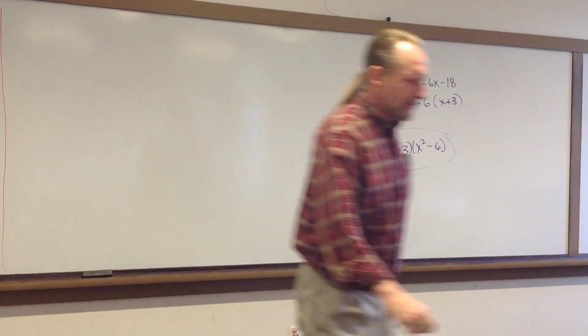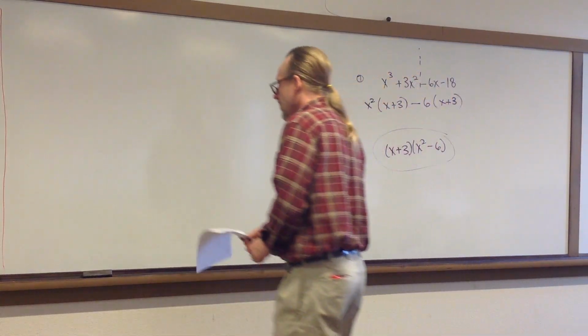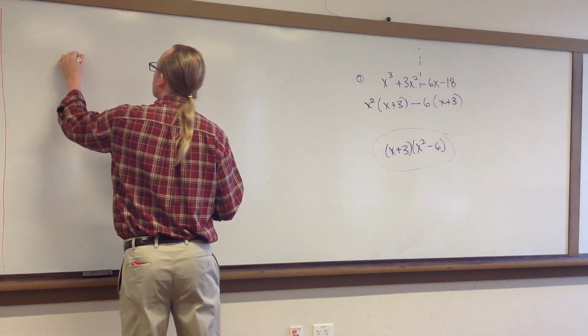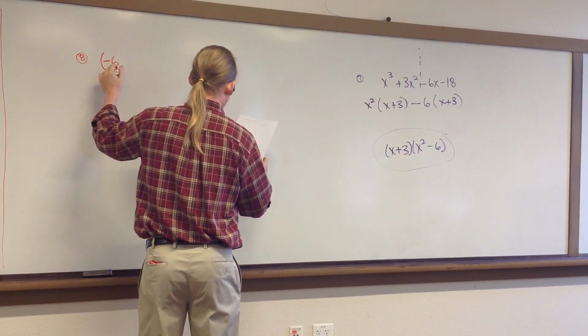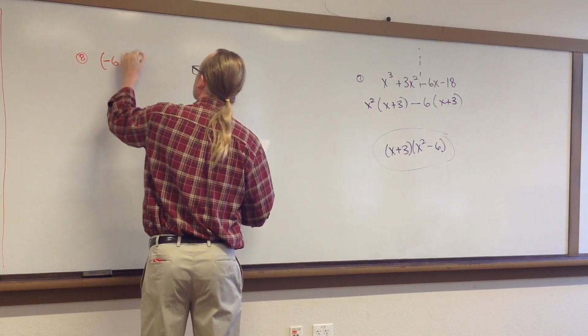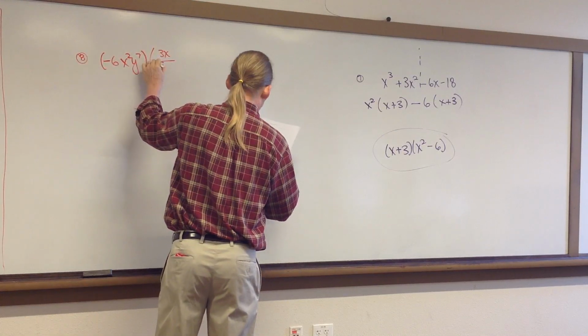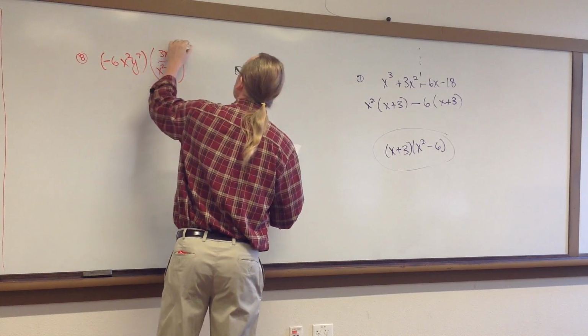Let's see what else we've got here. Oh, now we've got the section with the rules of exponents. Let's see here. So, 6 x squared y to the 7th, and then 3x over x squared y to the minus 4, to the minus 3 power.